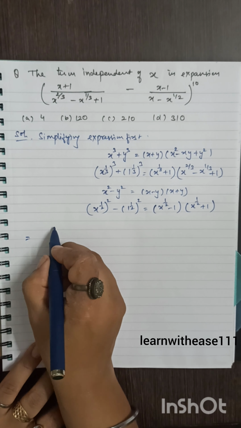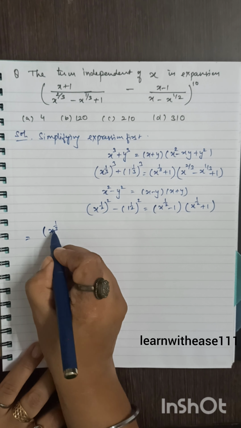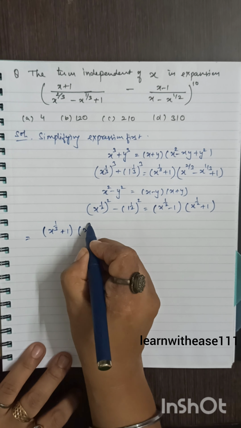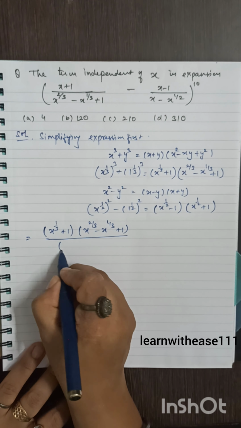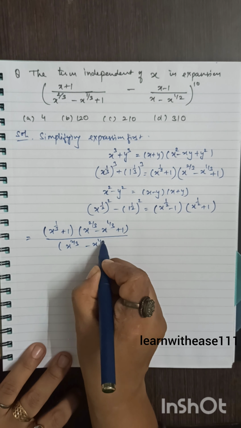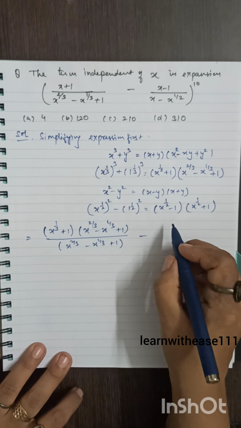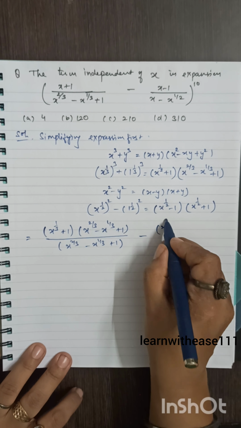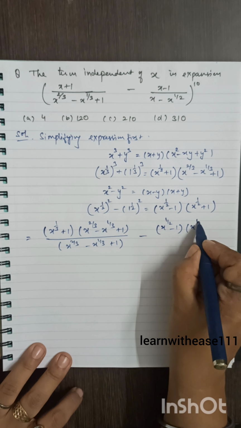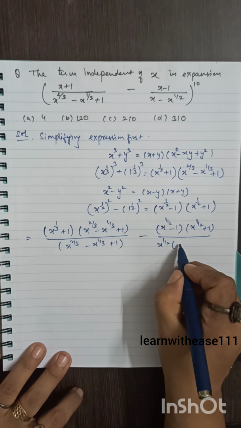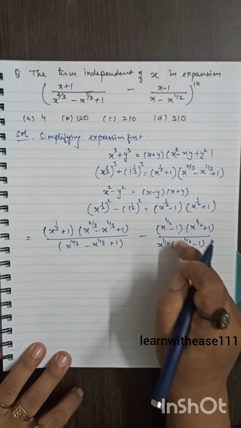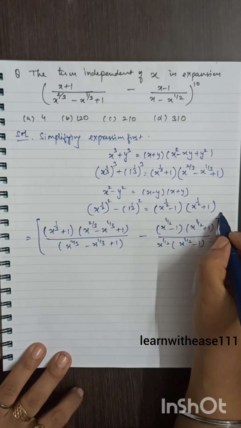So now it is simplified as (x^(1/3) + 1)(x^(2/3) - x^(1/3) + 1). The same is in the denominator, which will get cancelled out, and the numerator of the second term will be expressed as (x^(1/2) - 1)(x^(1/2) + 1), and after taking x^(1/2) common here, we are left with x^(1/2) - 1, which will get cancelled out here. Whole to the power 10 is also there.